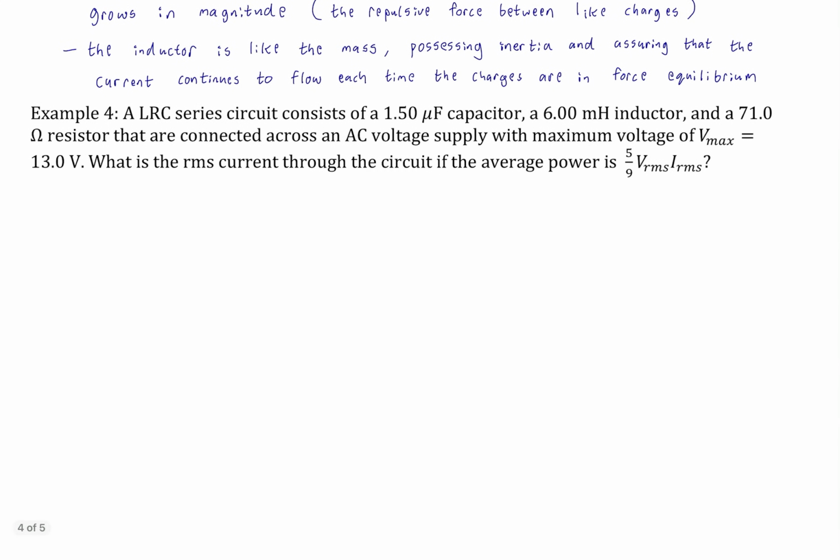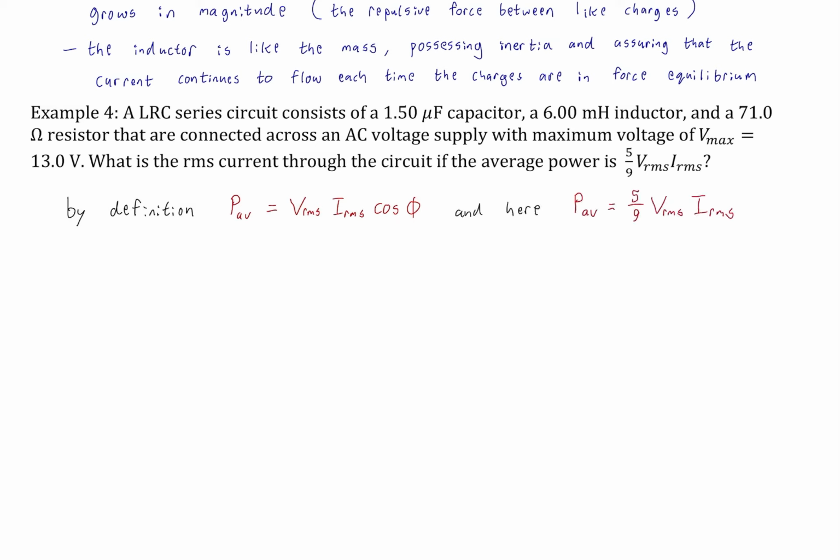Okay, now let's do our final example. An LRC series circuit consists of a 1.5 microfarad capacitor, a 6 millihenry inductor, and a 71 ohm resistor that are connected across an AC voltage supply with a maximum voltage of 13 volts. What is the RMS current through this circuit if the average power is 5/9 of the RMS value of voltage times the RMS value of current? Okay, how do we go about this? Well, first we find the phase angle. By definition, average power is V_RMS I_RMS times cosine of phi.